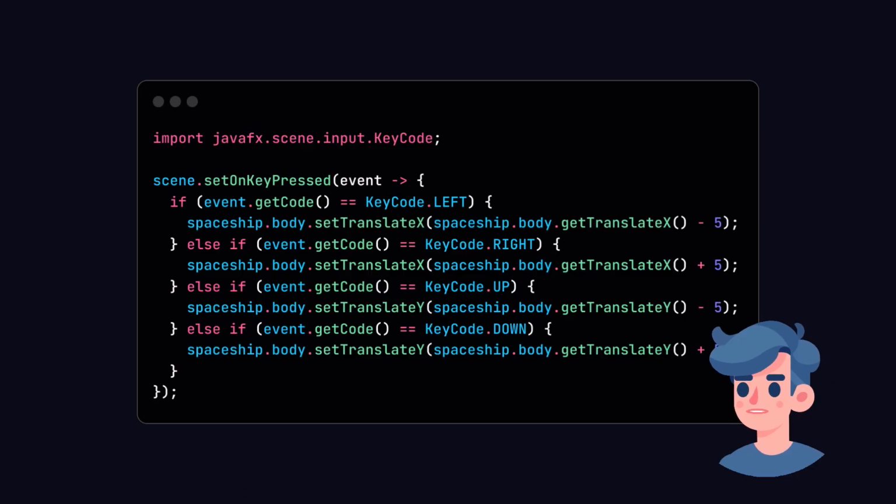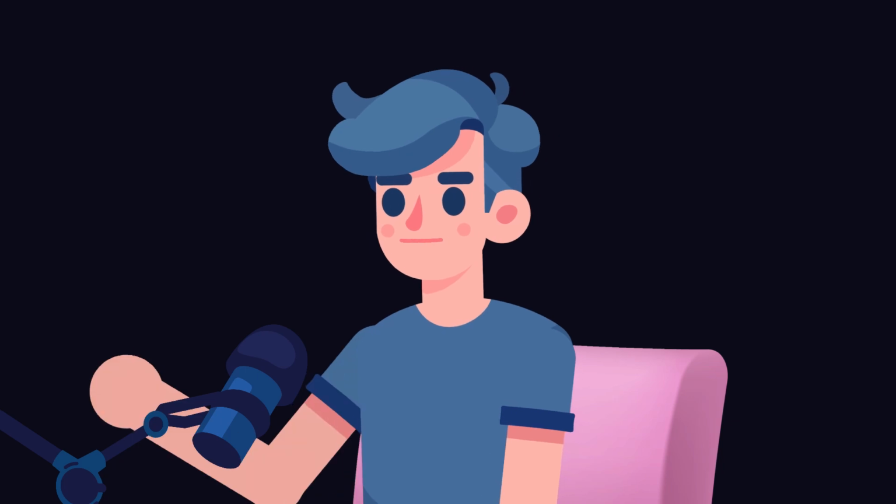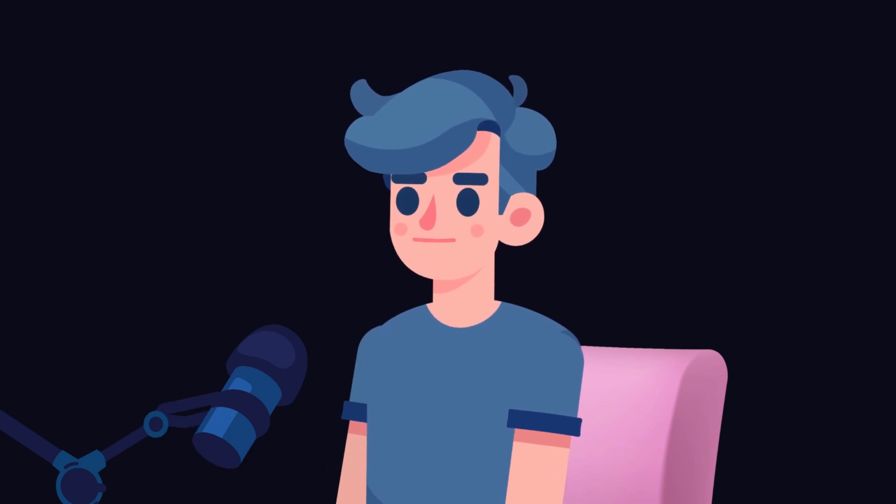Now that we have a basic spaceship model, let's implement rotation controls. To make our spaceship interactive, we'll respond to keyboard inputs. We'll handle the key pressed event to rotate the spaceship. Compile and run your application once more. Now you should be able to move your spaceship left, right, up, and down using the arrow keys.